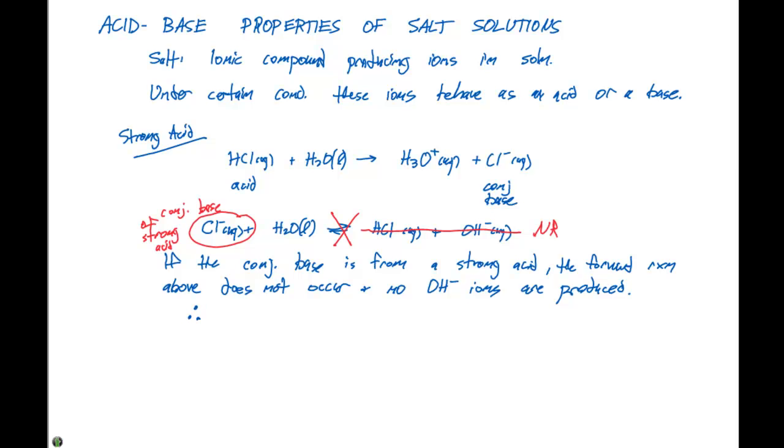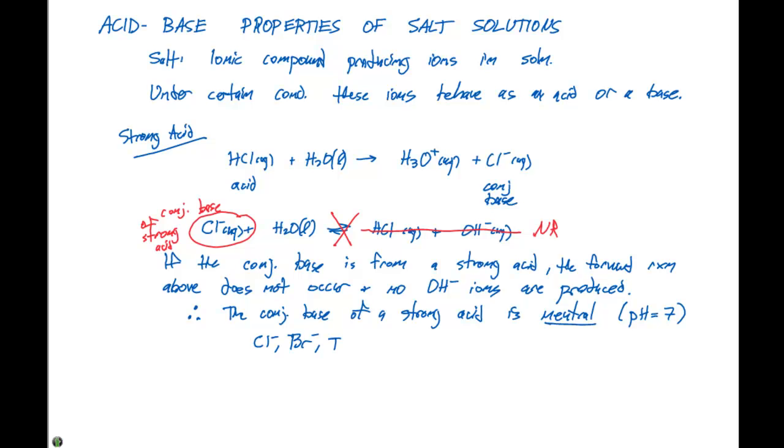So therefore, the conjugate base of a strong acid is neutral. And by neutral, we know that the pH is going to equal 7. The ions that we're going to see observe this are Cl-, Br-, I-, NO3-, SO4 2-, ClO4-, and ClO3-. And these are the conjugates of all of our strong acids.